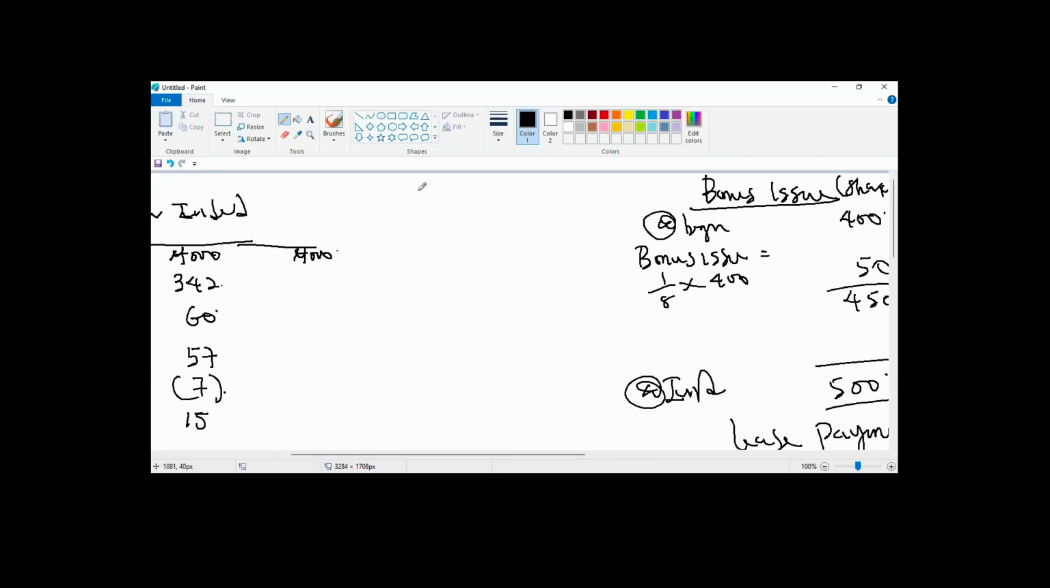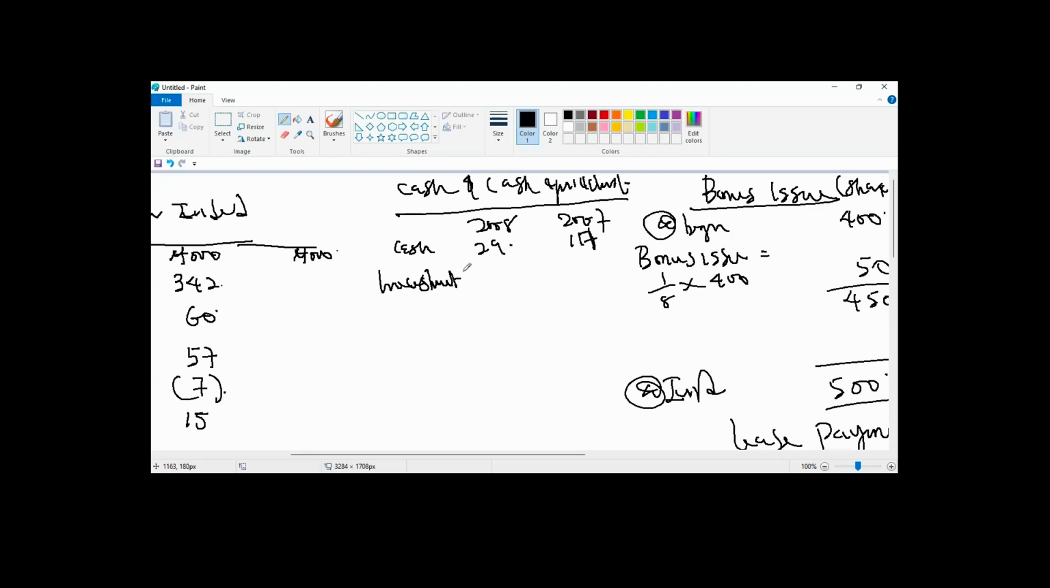That's okay. Cash and cash equivalent in 2007, 2008. What is the cash in 2007? The cash is 117. Investments in 2007, 46.